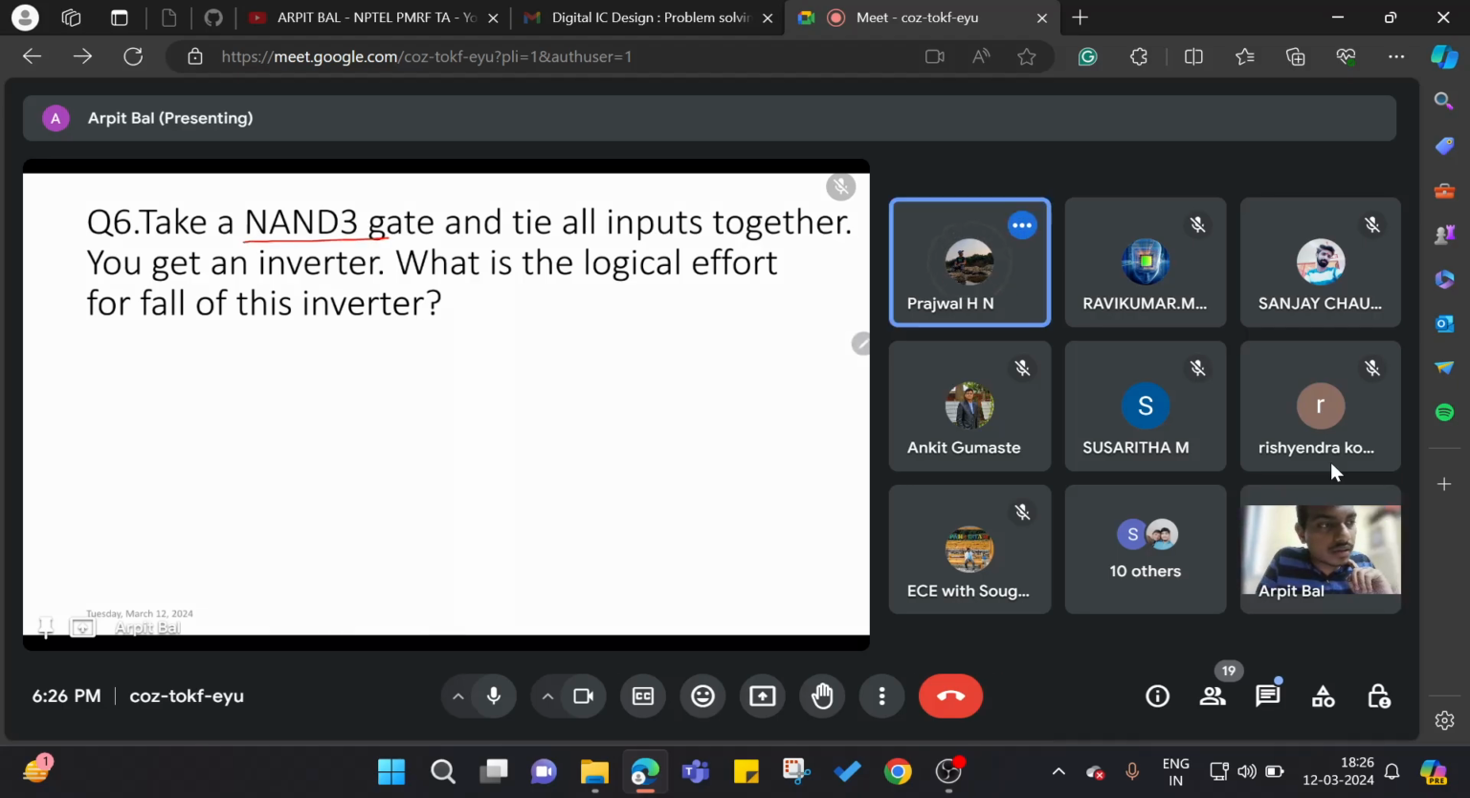Yeah, 5. Oh, okay, you are telling the answer. Yeah, I'm telling the logical effort. That's correct. So I'll request others to try this one as well. Basically, you need to do the same thing that we did for the NOR case. My drawing is a bit bad, so.